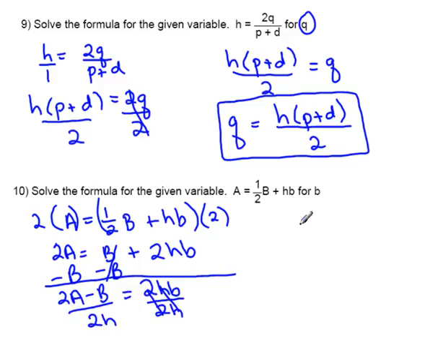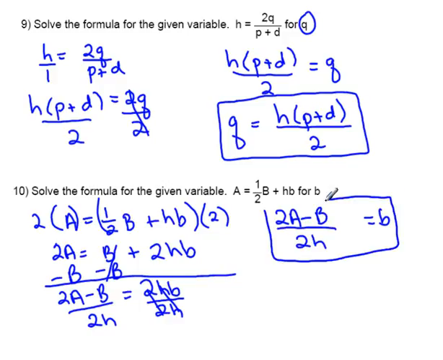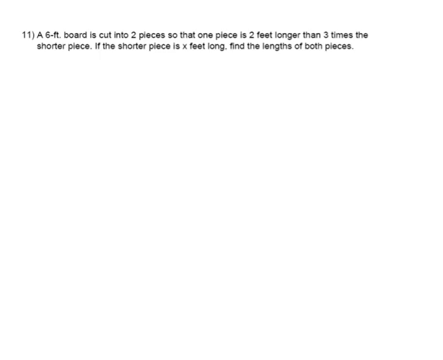And that just leaves me the b equals, and well, what does it equal? Well, it equals 2a minus b divided by 2h. And that's, again, a perfectly fine formula solved for b. And if you wanted to rewrite it like we did in problem 9 to get the b on the left, that's fine too.